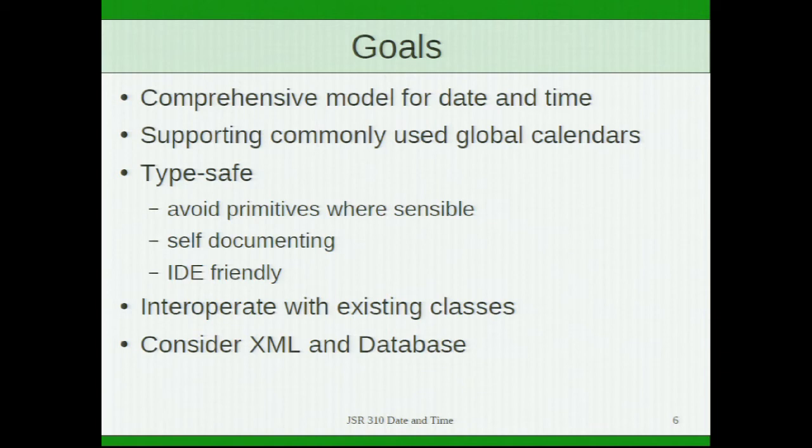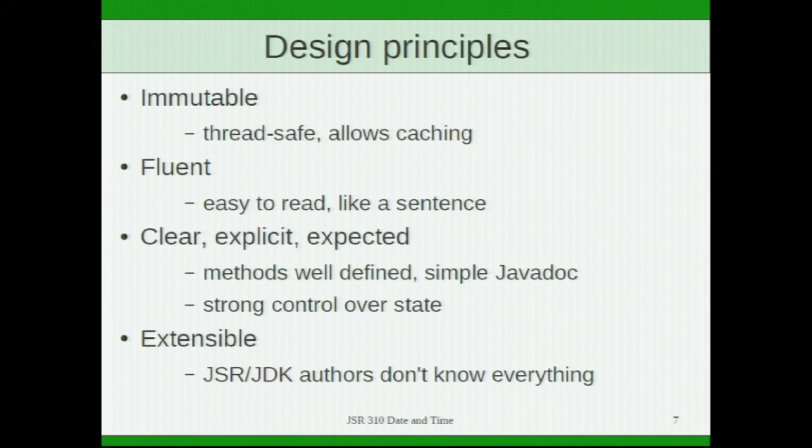So these are the principles we set out way back when. We want things to be immutable. Part of the big problem with the Date and Calendar classes today is that they're mutable, so if you receive them in a Java bean, you have to clone them. If you're passing them between threads, you're not sure what you're getting. It's far better for us to have immutable classes. That's really what's required here. We want the thing to be fluent, so you can basically read what the date and time says.